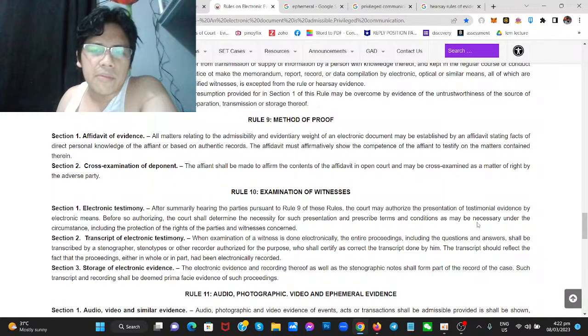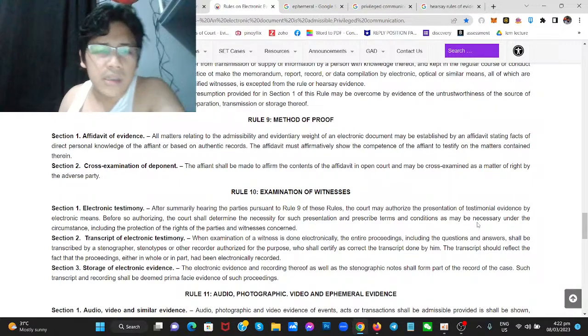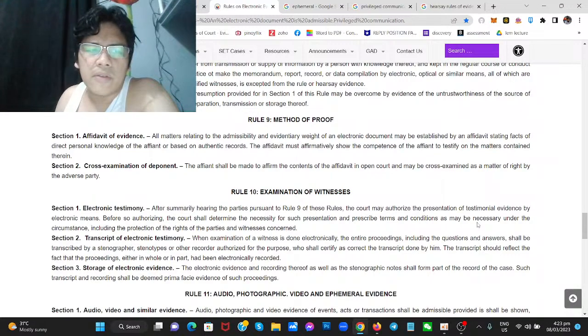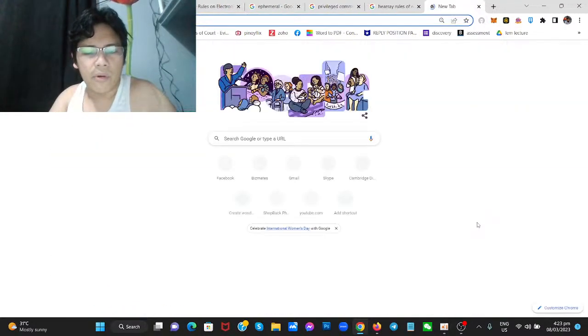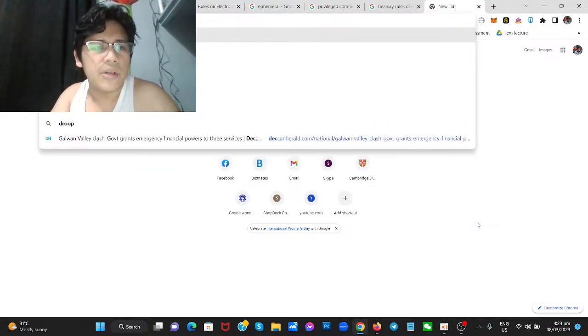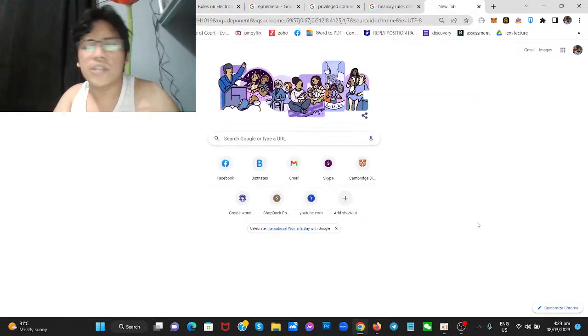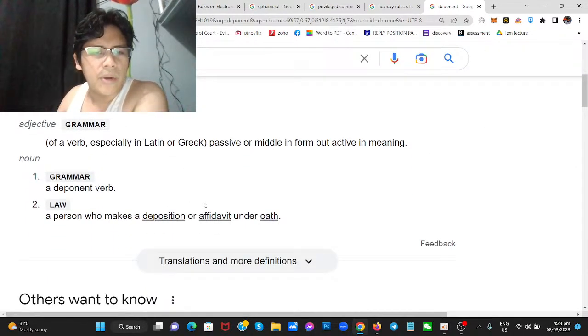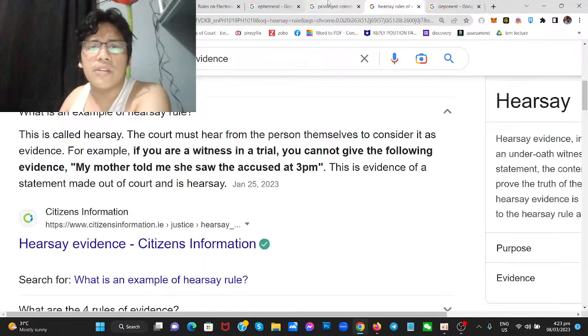The affidavit must affirmatively show the competence of the affiant to testify on the matters contained. And the cross-examination of the deponent: the affiant shall be made to affirm the contents of the affidavit. So you affiant, your deponent, and may be cross-examined as a matter of right by the adverse party. Let us define deponent as we learned in the rules on civil procedure. Okay. In their deposition. Right? Deponent. Okay. A person who makes a deposition or affidavit under oath.